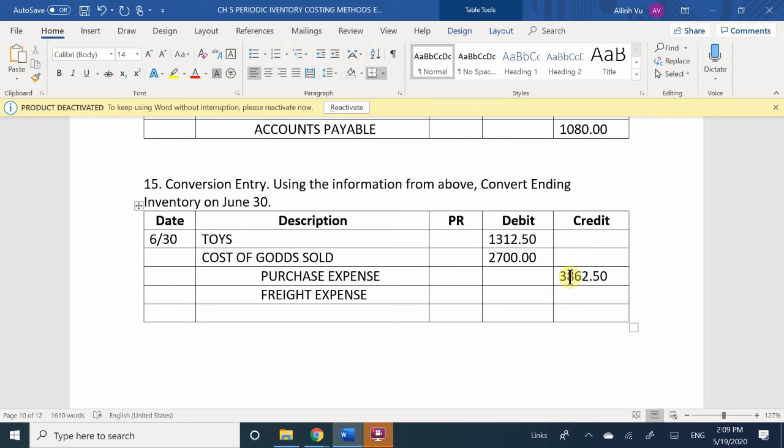3826.50, and our freight expense was 150. If you total up the columns, they should equal out 100%. All right then.